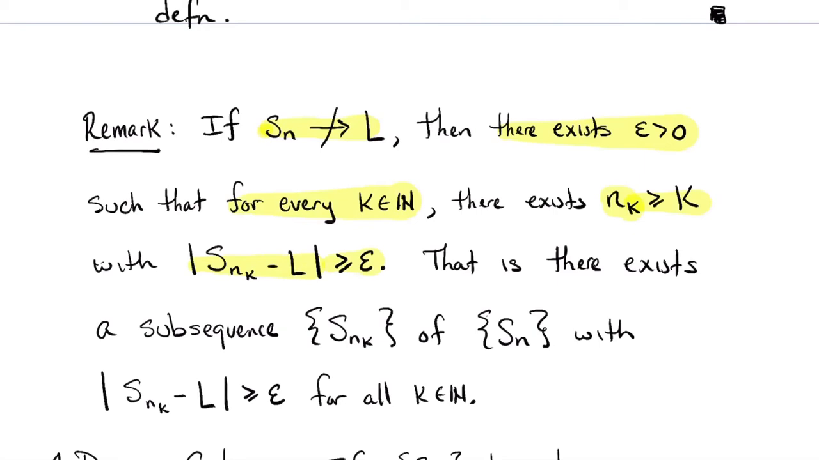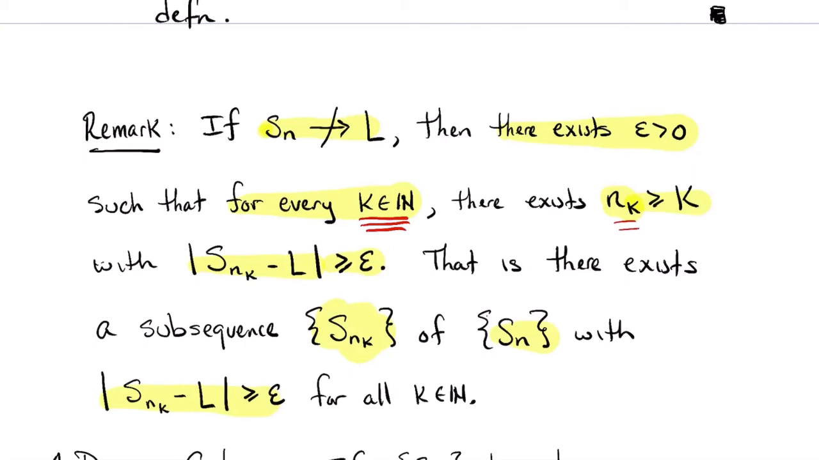Okay, so since we can do that for every k, we can do it for k equal 1 and k equal 2 and k equal 3 and so on. So we get an n sub 1 and n sub 2 and so on. Those things are going to form a strictly increasing sequence. So it exactly gives rise to a subsequence, S sub n sub k, of our original sequence S_n, and all of the subsequence terms differ from L by at least epsilon.